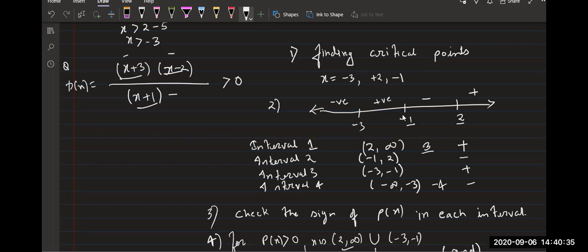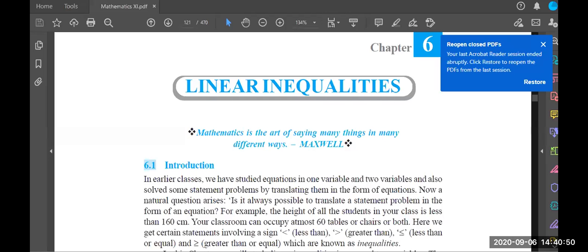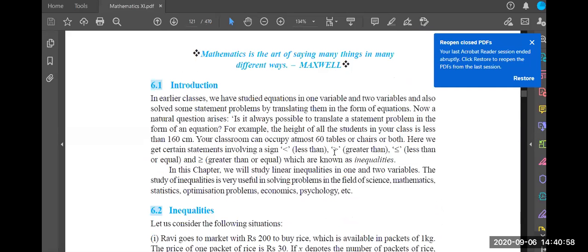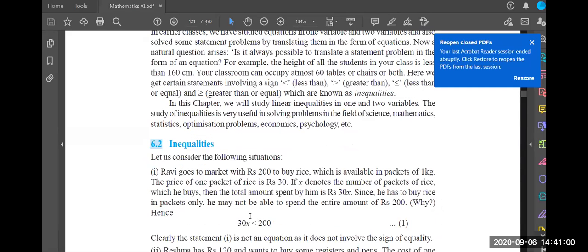Okay, so this is the basic introduction of inequalities. Let's study the chapter in detail. Range can be anything. So let's see linear inequalities. We'll start with the very basic that I've taught you. Suppose I have 30x less than 20. What would be the value of x?